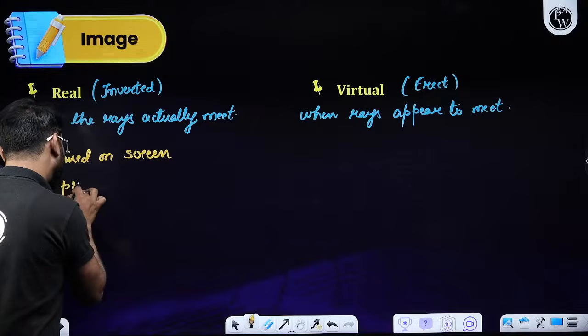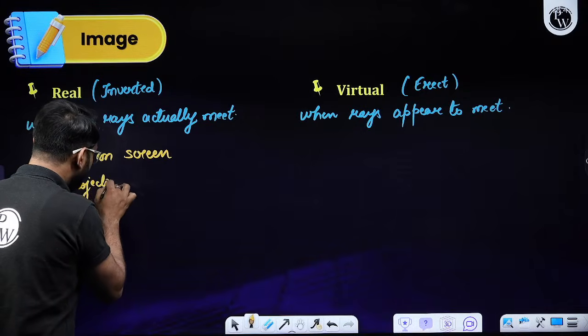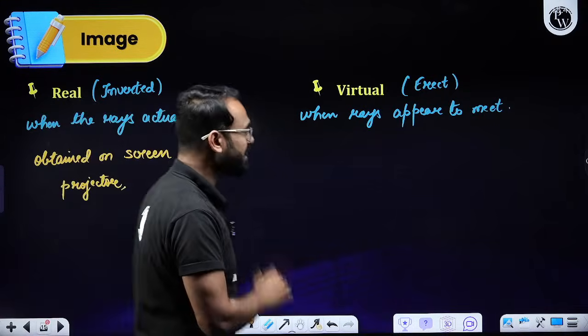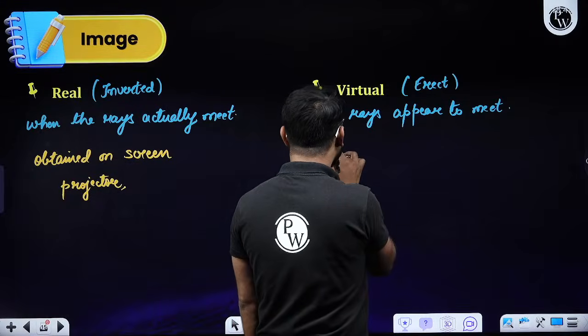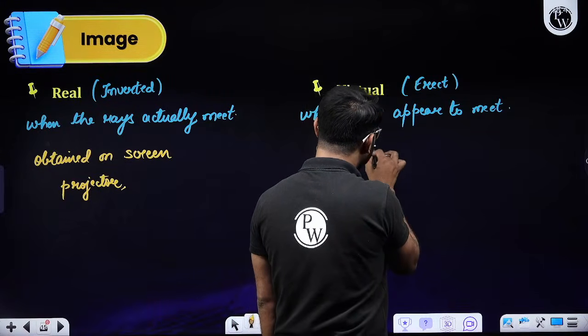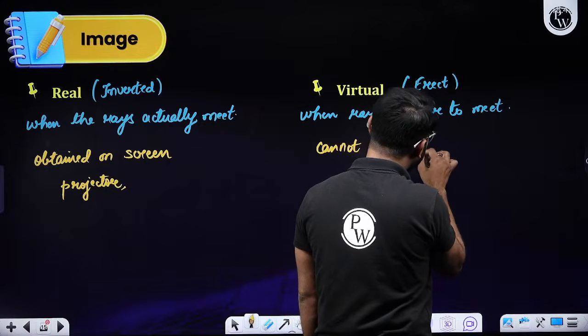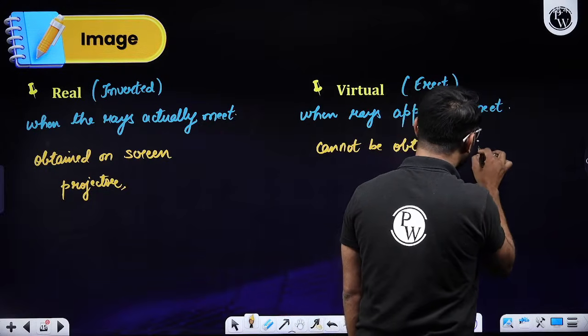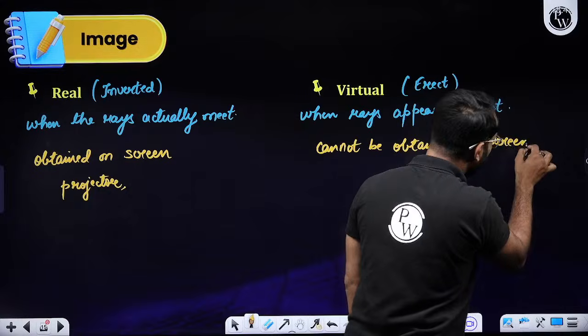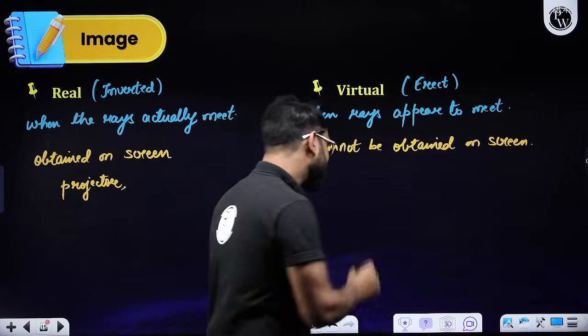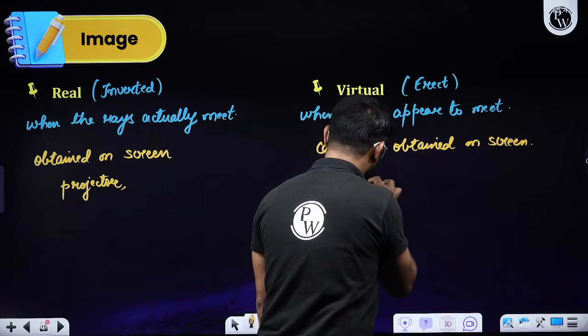Projector is one example. Virtual image cannot be obtained on screen. Example: plane mirror.